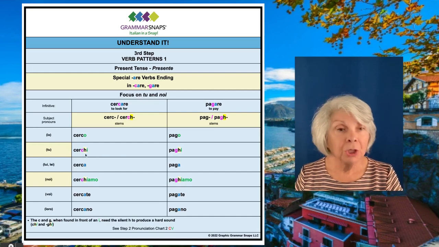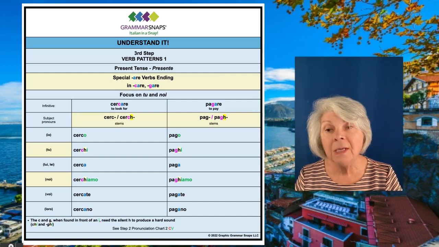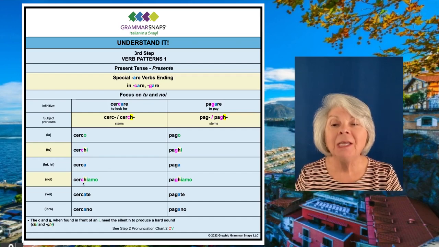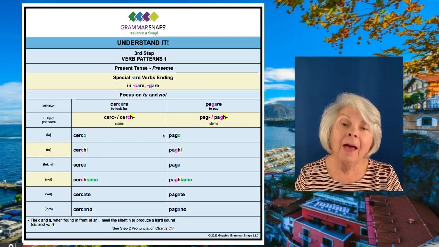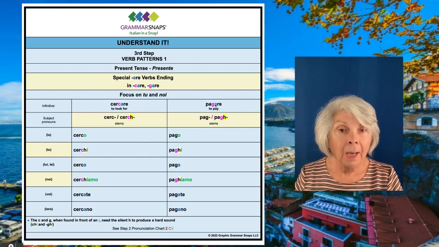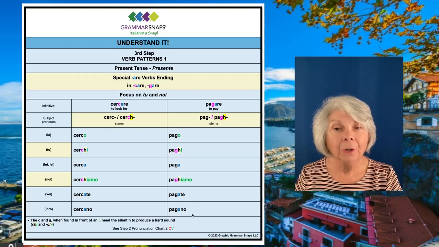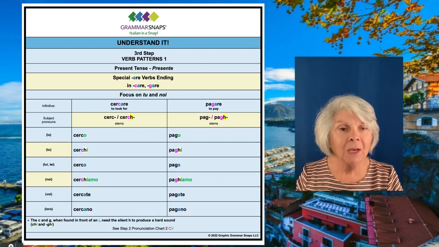We know that the H is a mute letter, silent. It makes no sound, but it changes the sound of C and G. Without it, it would be cerci. We need it to be hard, cerchi, and we put the H. Same thing here, cerchiamo. And the same thing happens with the G-ARE verbs. So pago, paghi, paga, paghiamo, pagate, and pagano. So without that, they're totally regular verbs. It's not that difficult to remember. We want that hard sound, we use the H.